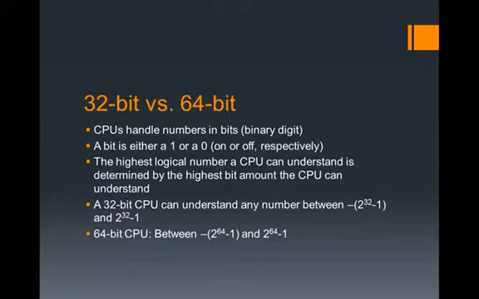Now a 64-bit CPU can understand essentially double that amount, but at an exponential number. As you can see, it understands anything in between negative 2 to the 64th minus 1 and positive 2 to the 64th minus 1. Lots of numbers. It's probably getting really confusing. Feel free to pause the video, go back, listen to that again, or maybe go get a soda and think about this for a minute. This is a really hard subject for some people to understand.